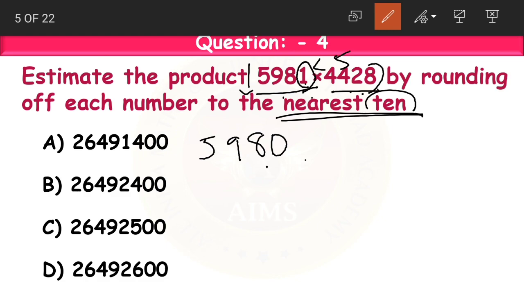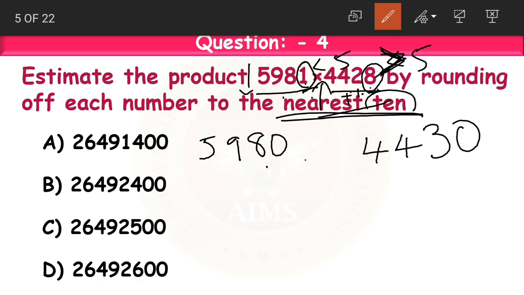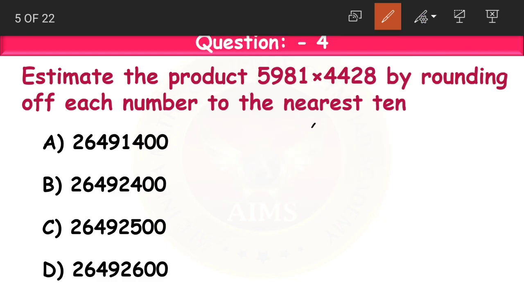Now moving on to 4428. Here 8 is greater than 5. So we'll round up. How do we do that? We add 1 to the digit in tens place. It becomes 443 and 8 is replaced with 0. 4430. Now what should we do? We should multiply both the numbers.